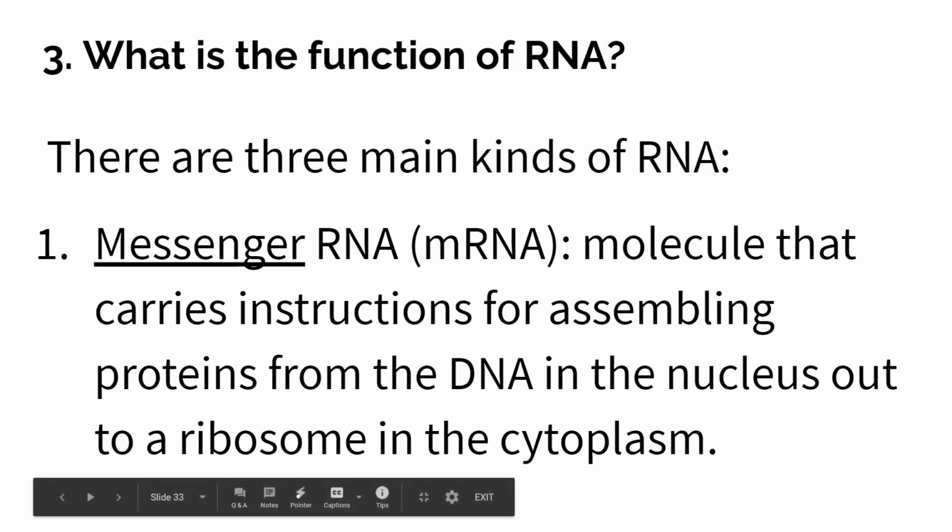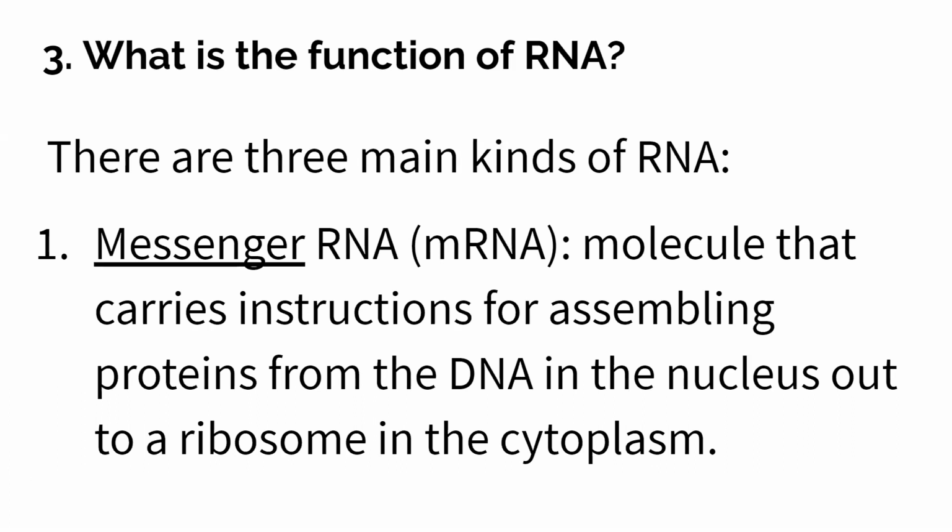There's three kinds of RNA that we're going to discuss. The first is messenger RNA. That's the one that's going to carry instructions for assembling the protein. So that messenger RNA is going to carry instructions from the nucleus to the outside.